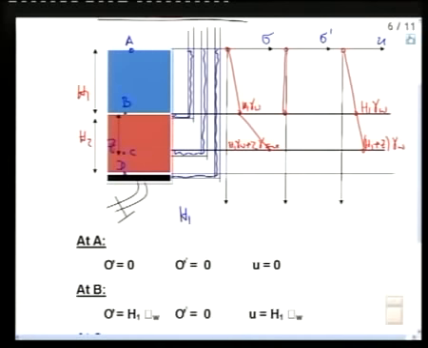H1 gamma water plus Z gamma saturated, right? Minus H1 gamma water, right? Minus Z gamma water, right? Now, look. H1 gamma water minus H1 gamma water, so what do I have? Z gamma saturated minus Z gamma water. Isn't it this? Z gamma saturated minus gamma water.